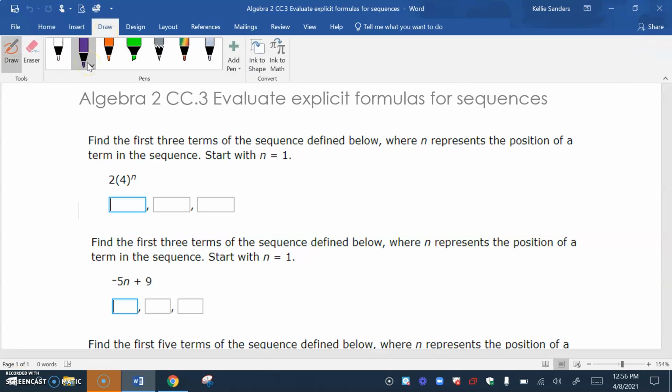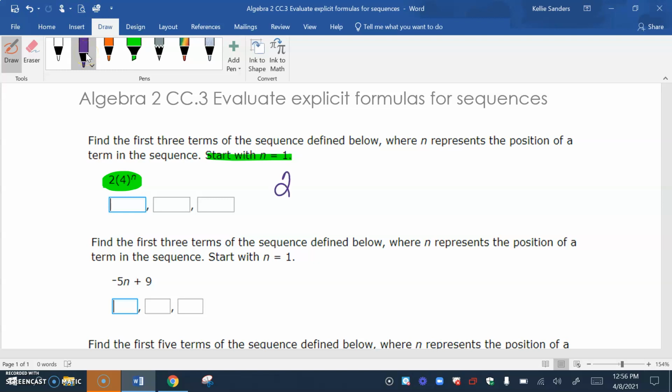CC.3, evaluate explicit formulas for sequences. So this is going to be a formula. It's going to tell you what number to start off with. It says find the first three terms of the sequence defined below, where n represents the position of the term in the sequence. Start with n equals 1.